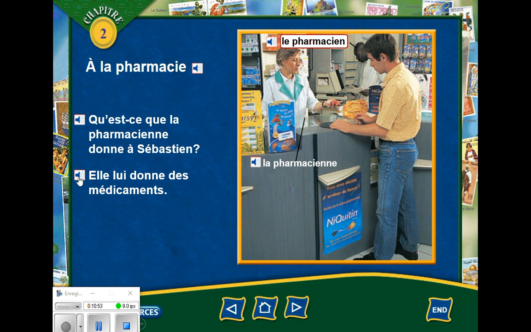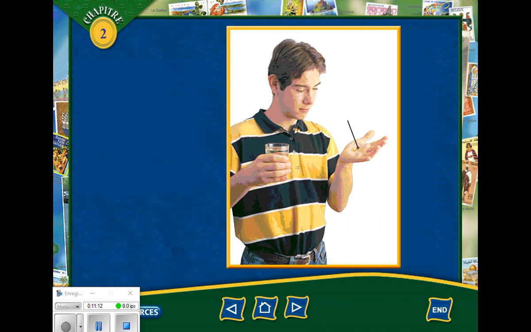Elle lui donne des médicaments. She gives him some medicine. And again, it's she gives to him. She gives him some medicine. So now he's got his medicine.